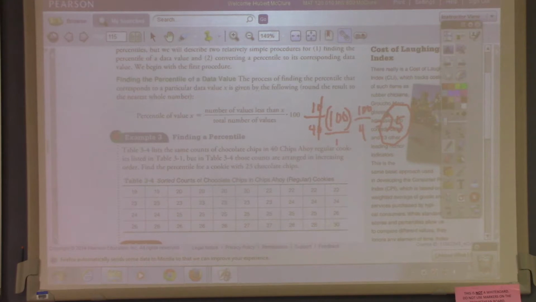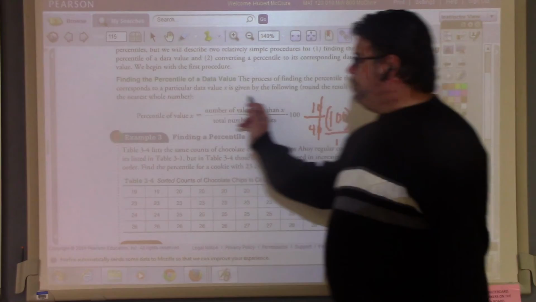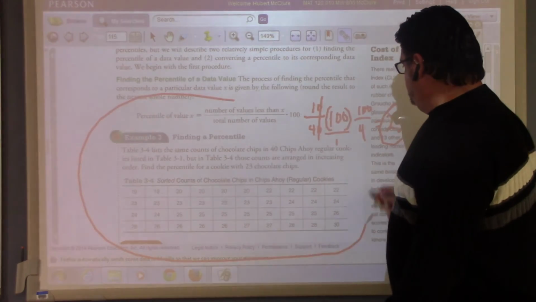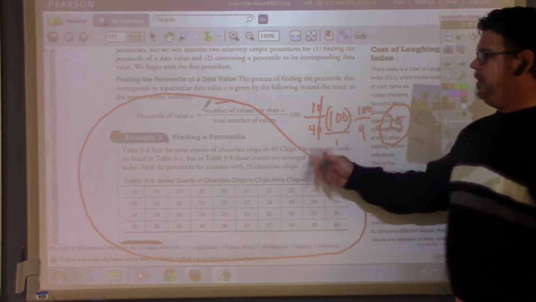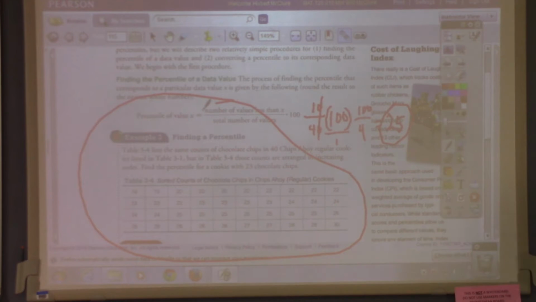Now, Hubert, there are two or three 23s. Don't worry about it. You come to the first 23, and then you count the number before. Now, there is a test question. I usually give you all a test question on that just so you'll know how to find the percentile of a number. And that's how you do it. Not rocket science.